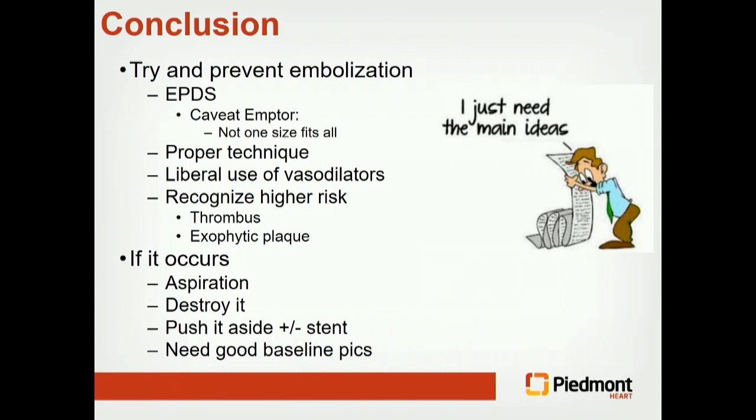So I presented two cases here, one with thrombus, one with exophytic plaque, very calcific plaque, which is absolutely going to go down. If you have those boulder fields of plaque, those kind of popcorn calcifications, those love to embolize. I've actually had one clog my filter and then couldn't get the filter out. So it does happen. If it does occur, you basically try to suck it out, destroy it, push it aside with a balloon and or stent it.